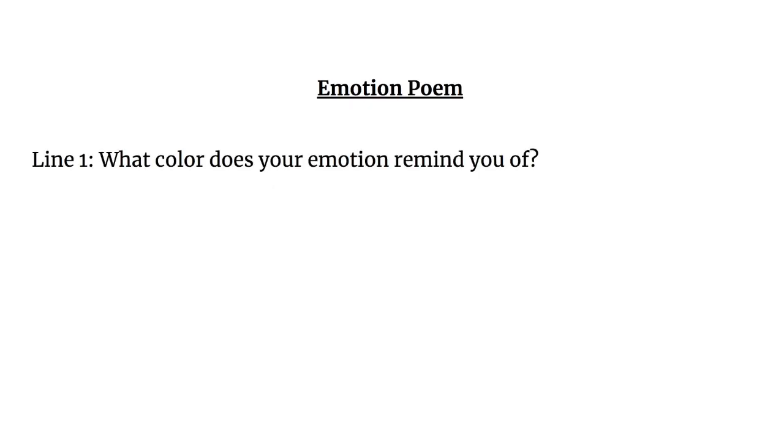So now, how are we going to write this poem? What is this poem going to look like? Well, let me tell you exactly what it's going to look like. Line 1, this is a favorite of mine. What color does your emotion remind you of? So an easy one, let's say my emotion was sadness. I might say, sadness reminds me of the color blue. Next up, I might say, what does it taste like? Well, let's say that my emotion is happiness. I might say, it tastes like freshly cut pineapple in the summer.